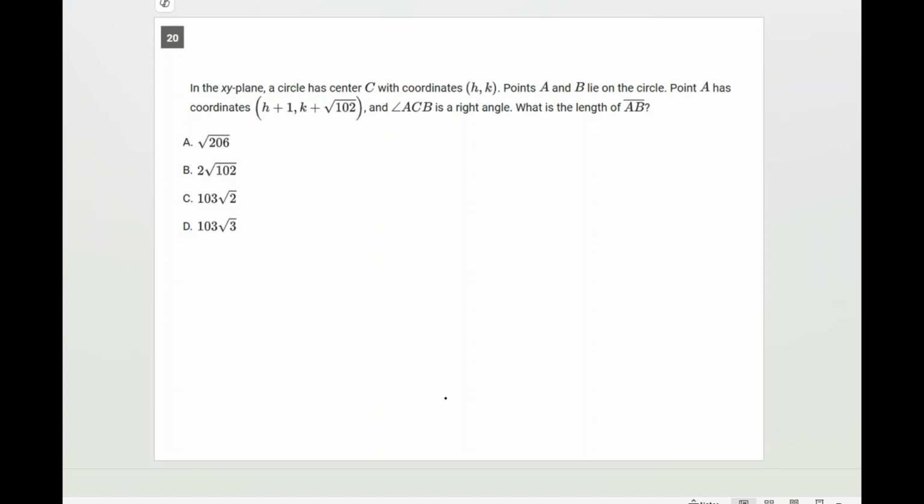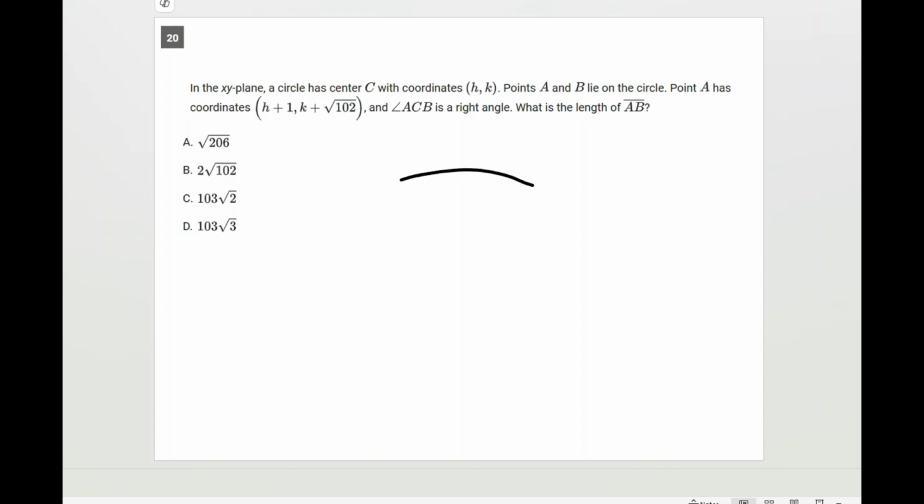Okay, the fourth SAT problem from the math section on Bluebook that I found to be one of the hardest. Let's read and draw a picture. In the xy plane, a circle has center C with coordinates h, k. Points A and B lie on the circle. Point A has coordinates of h plus 1, k plus 102.